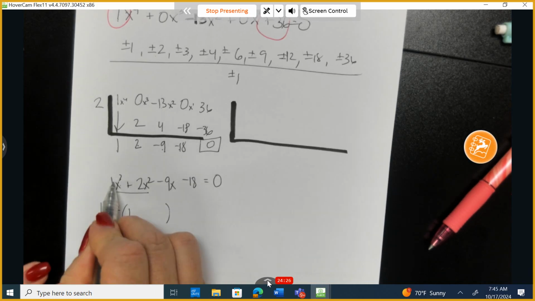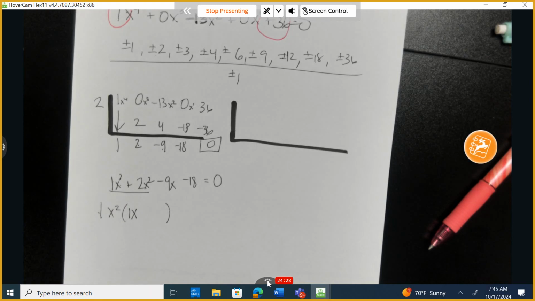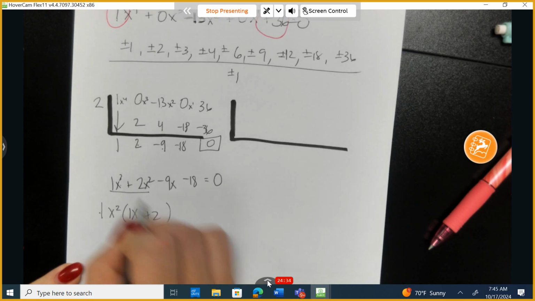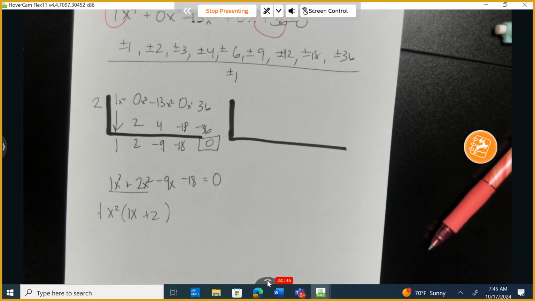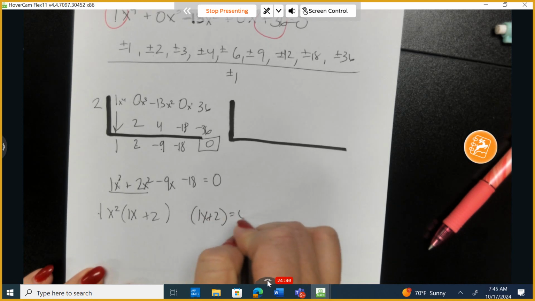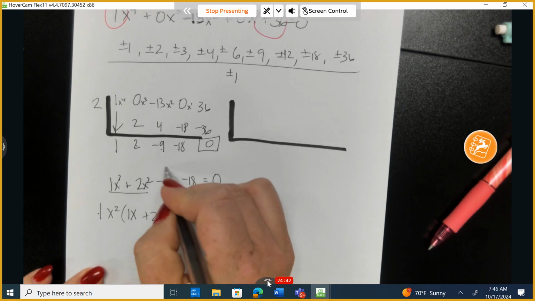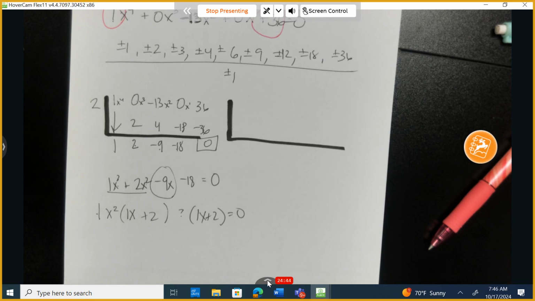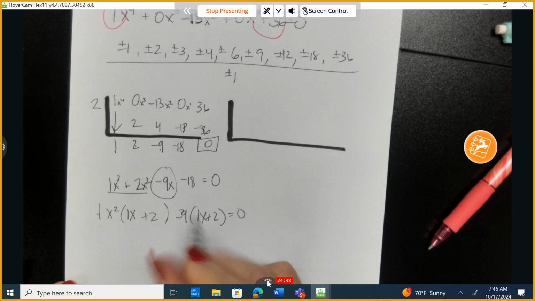1 times 1 is 1. I need 3x's. That means I need 1 more attached. 1 times +2 is +2. I need 2x's. I already have them. I'm going to copy and paste what's here in back. What value times 1x is a -9x? What times 1x is a -9x? -9. -9 times 1 is -9, and there's an x.